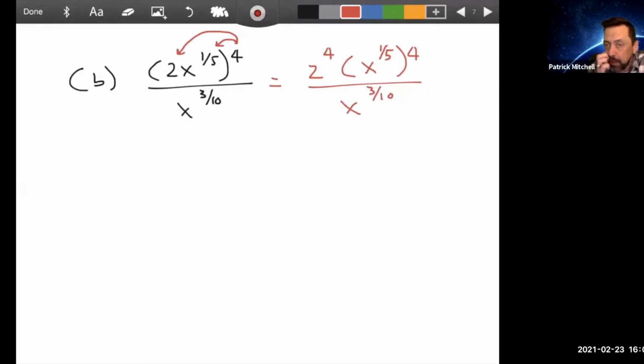X to the 1/5 to the power 4, that's when you multiply the exponents, right? So we do 2 to the 4th is 16. And then 1/5 times 4 is 4/5, right?